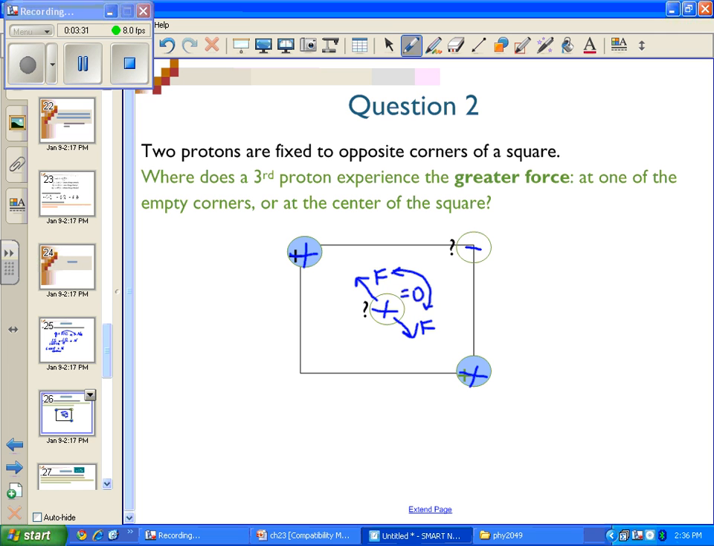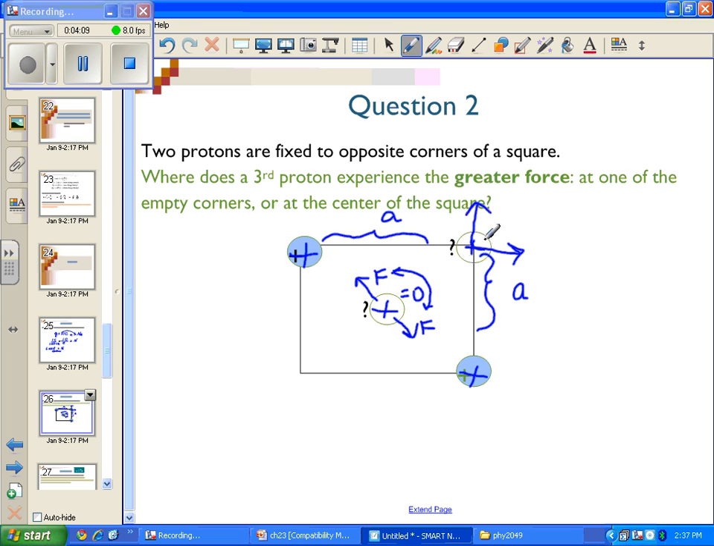Now let's see what happens if we instead put the proton at the corner. Well, of course, this proton is repulsed by this proton and will feel a force that is to try to make it go as far away from the proton as possible, so along the line that joins them away. Now this proton will exert a force that would push this proton in this direction here. Once again, because the sides of the square are equal, the magnitudes of the forces will be the same.